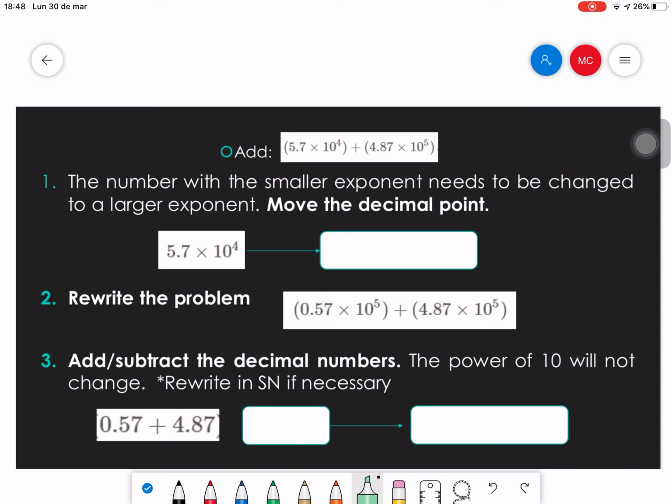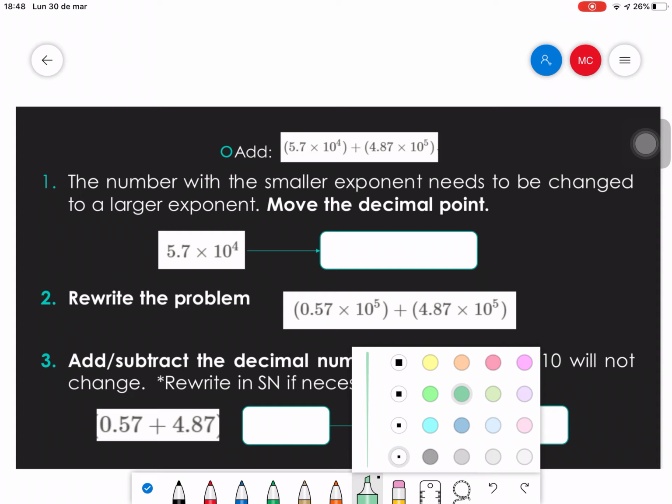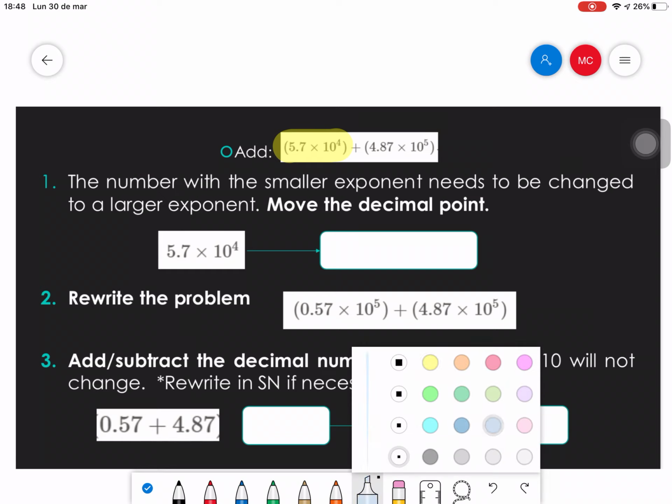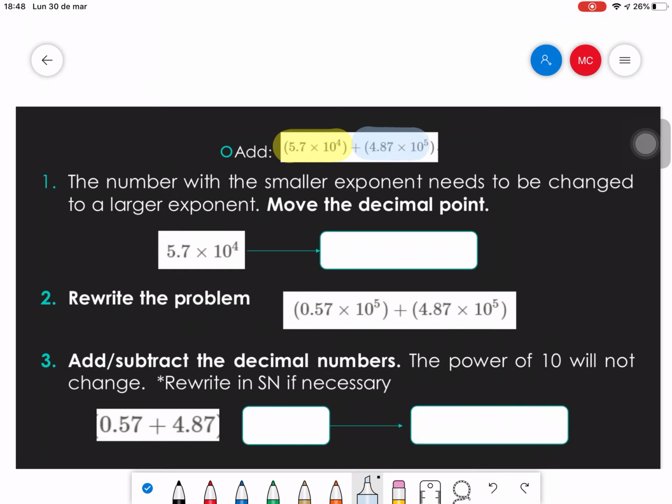Before we start, let me highlight the numbers with different colors, okay? I'm going to add 5.7 times 10 to the 4th power, and 4.87 times 10 to the 5th power. Number 1 says the number with the smaller exponent needs to be changed to a larger exponent.